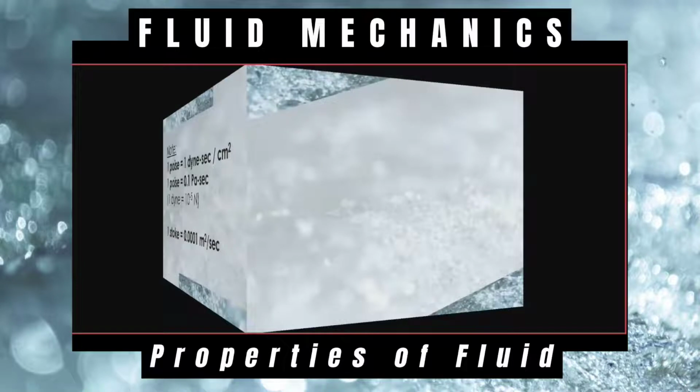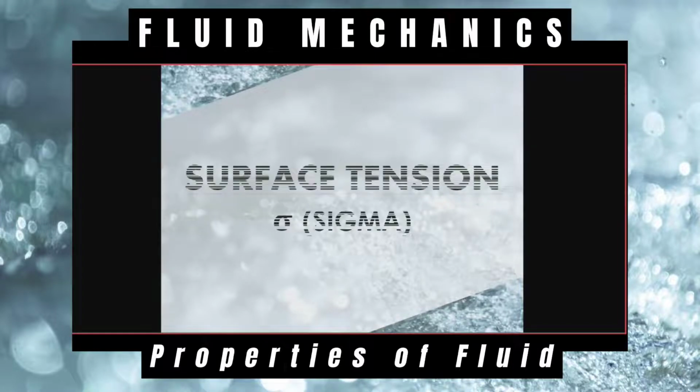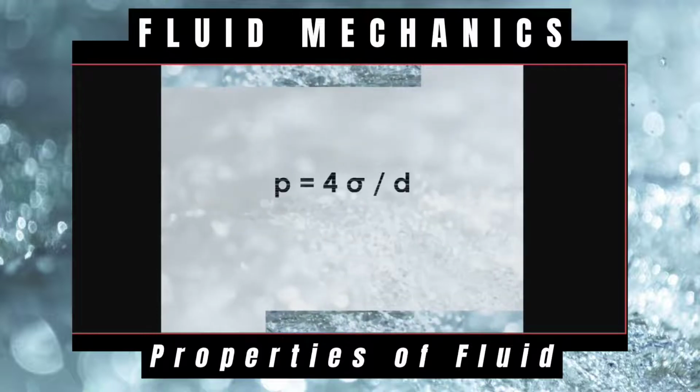So, another property ng fluid that we have, actually, ito yung isa sa mga property na nakikita natin in actual situation, is what we call surface tension, represented by the small letter Greek sigma. Surface tension yan. Okay? The formula ng ating surface tension is rho, no? Actually, this is a pressure. No, actually, this is not a surface tension. Sige, balik tayo sa surface tension.